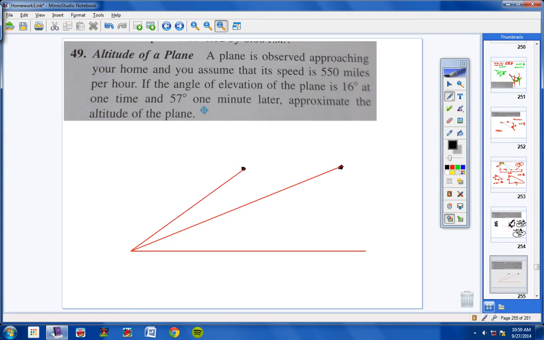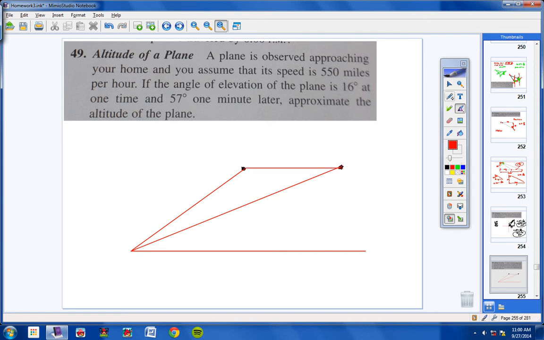Notice your angle of elevation got bigger. Your first angle of elevation was 16 degrees, and your next angle of elevation was 57 degrees. Okay, now I know my angles are not drawn to scale. I get that. That's okay. Again, I want space to draw stuff in here. Okay, so the plane traveled from here to here. All right.